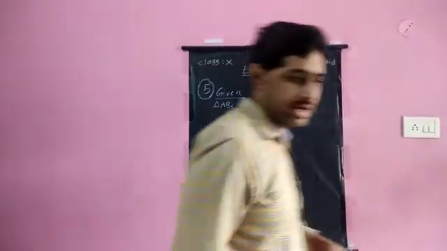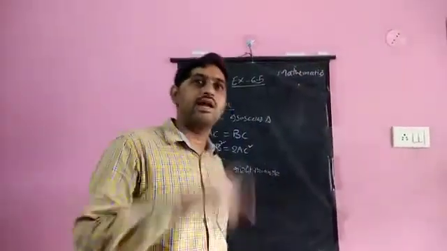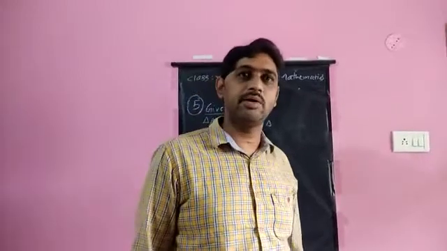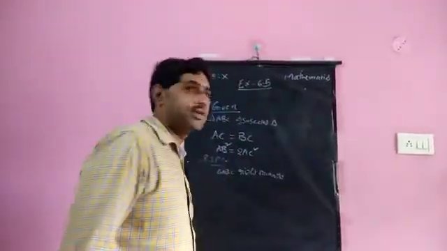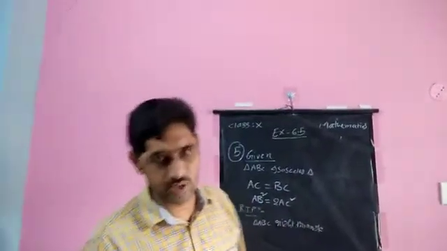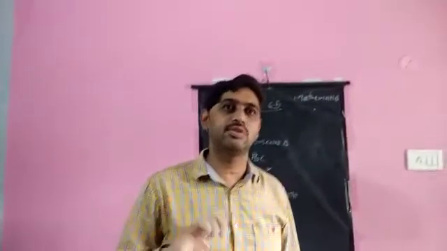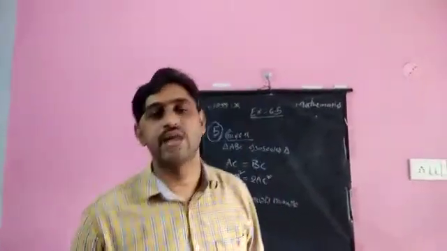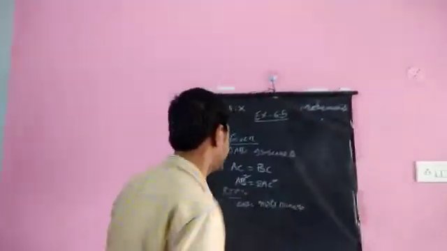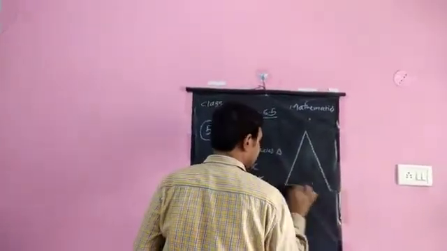In order to prove that triangle ABC is a right triangle, we need to prove that one angle of the triangle ABC is 90 degrees, then it will become a right triangle. So for that we can use the converse of Pythagoras theorem, because in Pythagoras theorem, they only say that the triangle is a right triangle, then only will it apply. But in the converse of Pythagoras theorem, in any triangle, if the square of one side equals the sum of the squares of the other two sides, then the angle opposite to the first side will become a right angle. That we can apply here by using the converse of Pythagoras theorem.